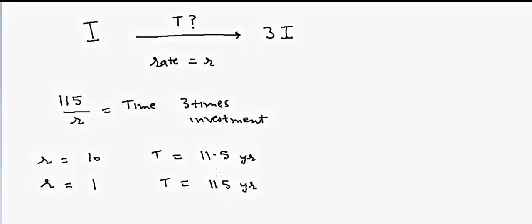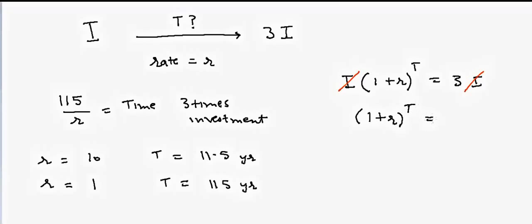So why does this happen? Let's try to solve this problem with the journal approach. The journal approach is to have your investment, and we multiply this investment by 1 plus the interest rate, and each year it is compounded, so we have it raised to power t, and that should be equal to 3I because we are looking for the investment to grow three times. In that case, the I will cancel out, and we're left with 1 plus r raised to power t is equal to 3.